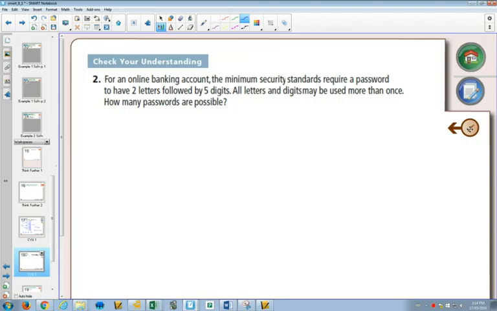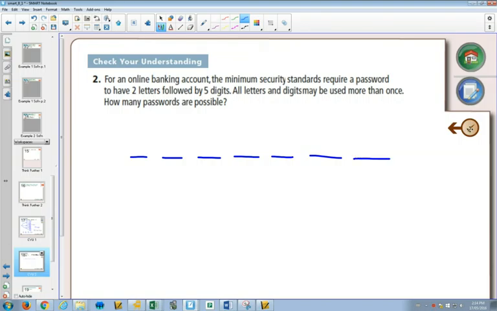So the first thing we have to decide when counting all these possibilities is how many decisions we need to make, because we're going to draw a space for each of our decisions. Does it make sense that you have 7 decisions that you have to make?